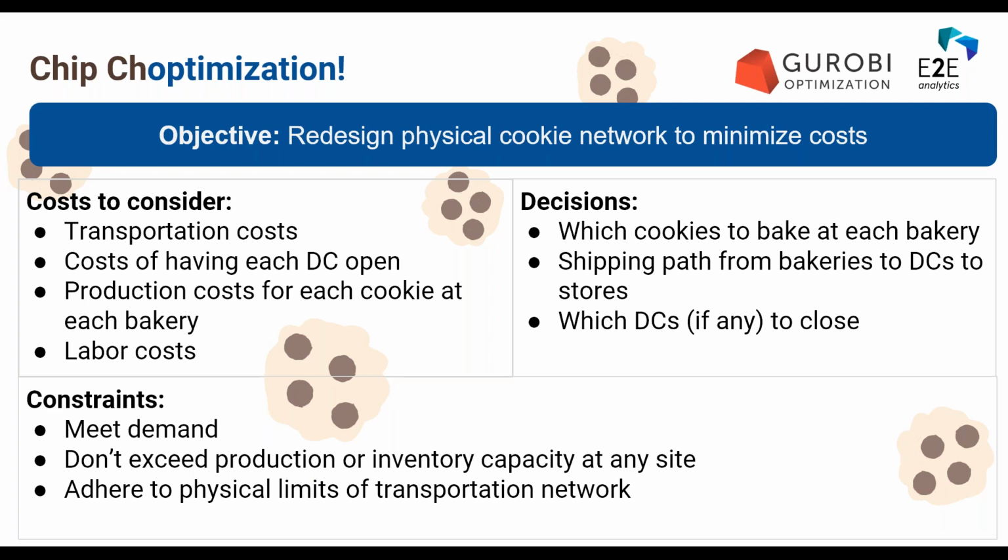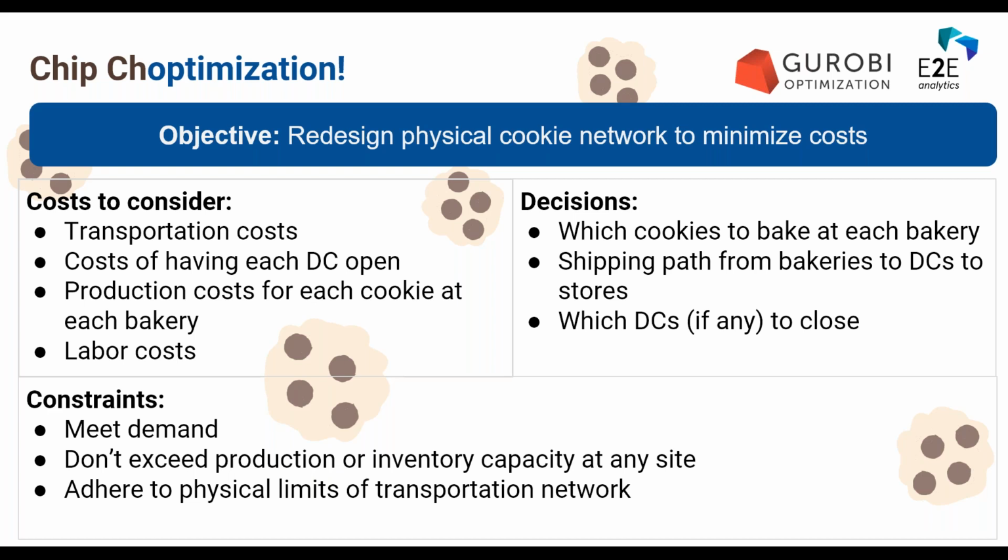So this is how much it's going to cost us to ship cookies from a bakery to a distribution center, or from a distribution center to the store. You can imagine that if it has to go a longer distance, or if you have so many cookies you need multiple trucks, that's going to cost more. So we want to take the transportation costs into account. We have the cost of having a DC open. There might be a fixed cost of just having a DC open in a certain location. It's probably going to cost more to have a DC in the middle of Manhattan than somewhere in the suburbs or some rural area. So there's a cost there.